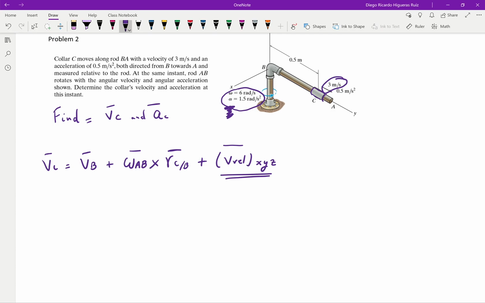So the velocity of C is equal to the velocity of point B. The velocity of this point is going to be equal to 0 because this point B is not translating at all. It is rotating but not translating. So that's going to be 0 right there, and then we're going to have the cross product of omega AB, which is given, and it's going to be positive in the K.